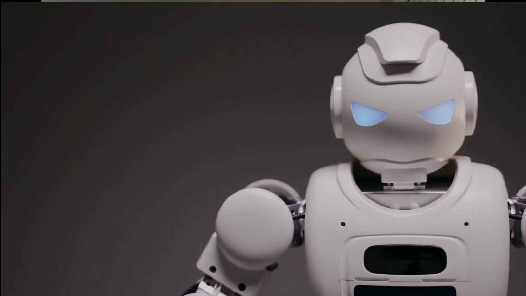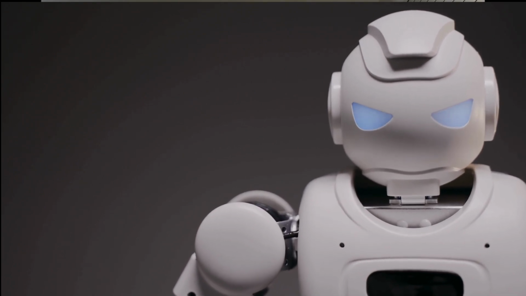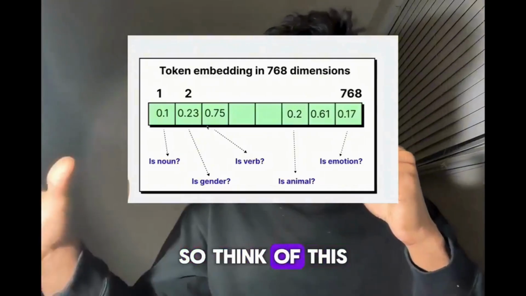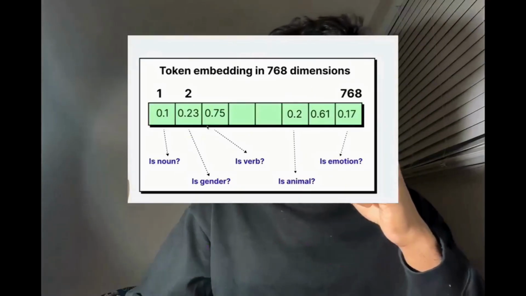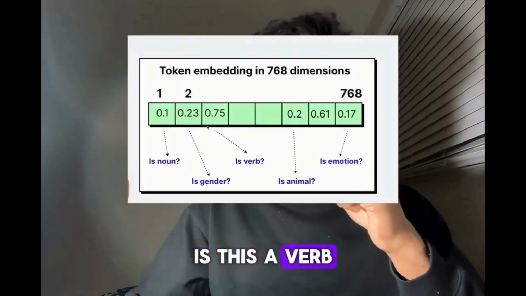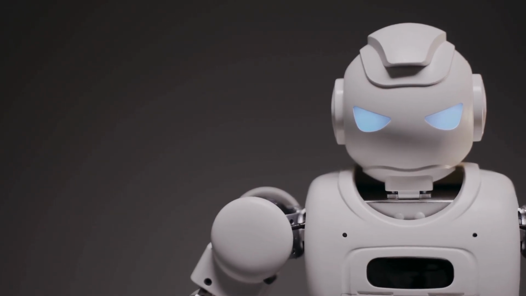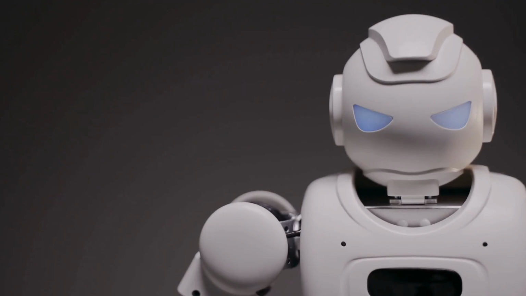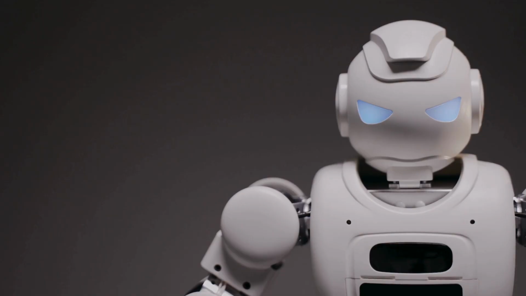Second, each token gets converted into a list of numbers called an embedding, a 768-dimension vector to be exact. Think of each dimension as asking a question about the word. Is this a noun? Is this an animal? Is this a verb? So "cat" scores high on animal. That's basically how meaning gets captured in numbers. If you look at this graph, "cat" and "dog" end up with similar vectors because they both are animals.